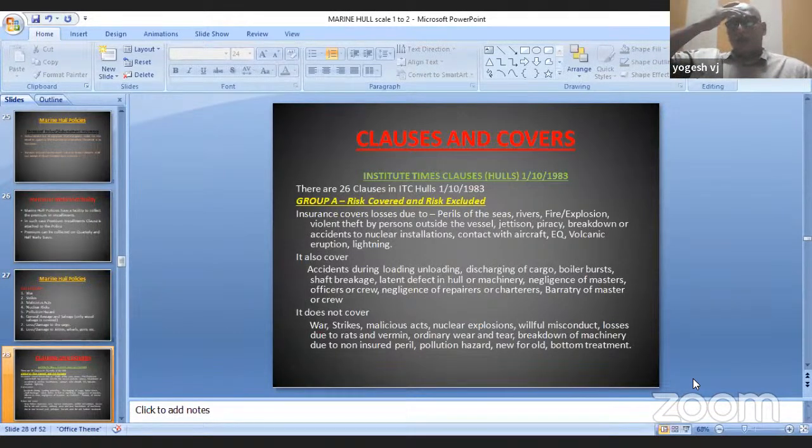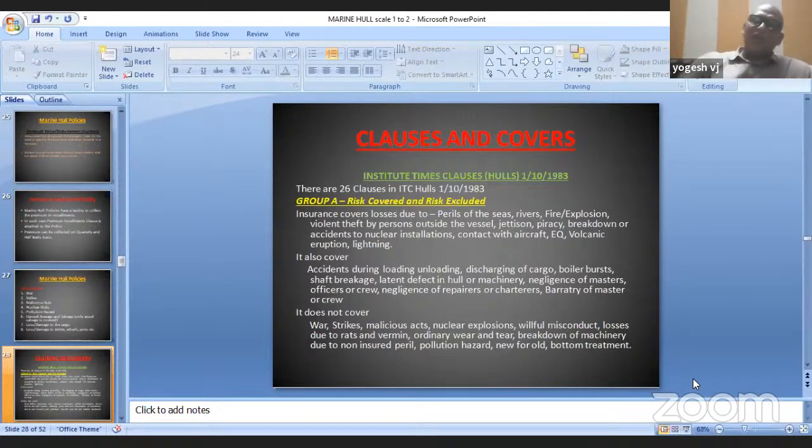Okay, so all those who are appearing for marine cargo, I mean marine as one of the options, they have to be thorough with ITC Hulls 1/10/1983. Now, what I have written over here is very superficial. I have just jotted down the points. There is minute detail inside it, which is there in our marine hull insurance underwriting book. There are basically 26 clauses in ITC Hulls.